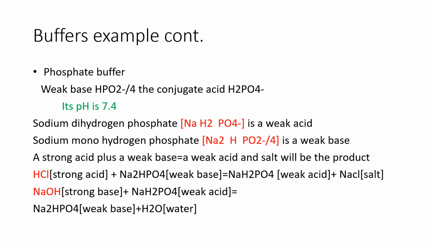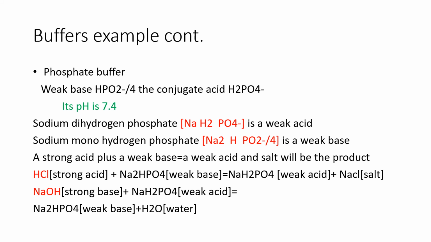Phosphate buffer. A weak base with a conjugate acid like HPO4 2- as weak base and H2PO4- as the weak acid will give us a pH of 7.4. Other examples here would be sodium dihydrogen phosphate as a weak acid, sodium monohydrogen phosphate as a weak base.